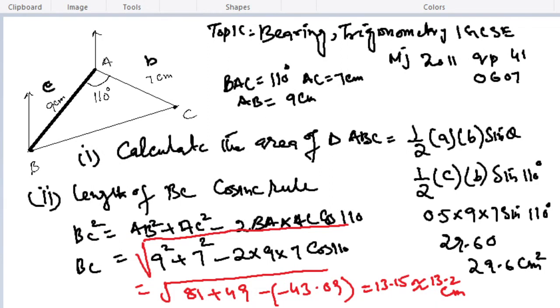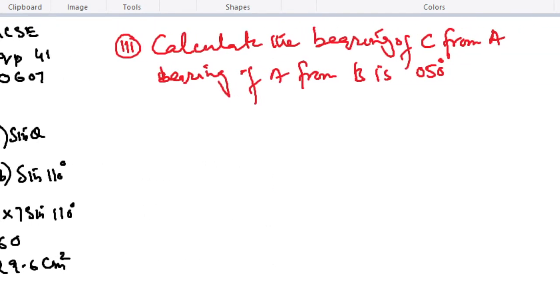I always say to my students that when they say bearing of A from B, you make a normal line at B. First of all, you join A and B, then make a normal line at B. Suppose this is B and this is A. Then start a clockwise movement from the normal line at B towards the line which is joining A and B. So this is the bearing which is given in this question.